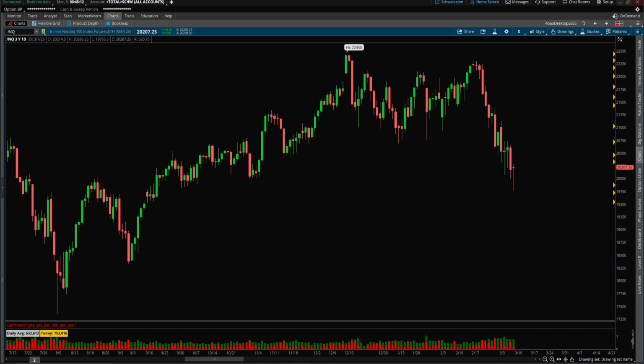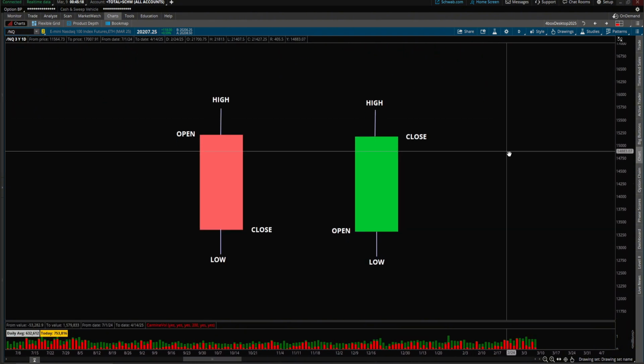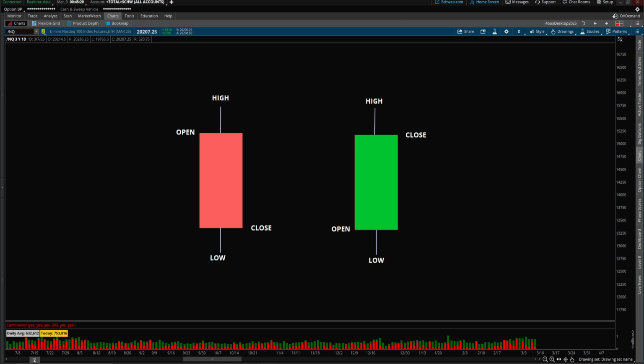But just to recap what we went over in this video, early on we did the open, high, low, close of candlesticks and how candlesticks are formed. Bearish candles are basically candles that open higher and close lower. Bullish candles are candles that open lower and close higher. That's basically all you need to know, the high and the low points of the candles.